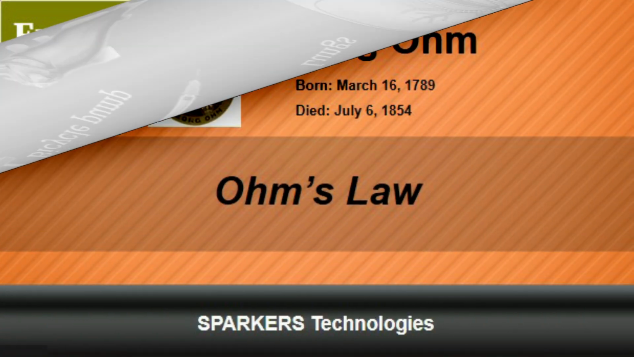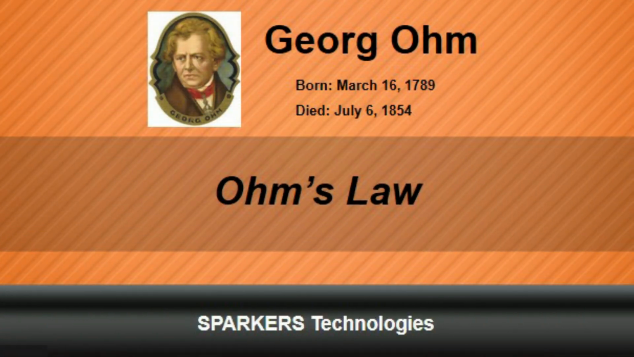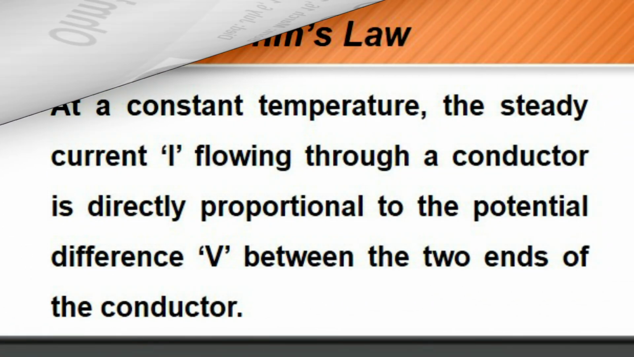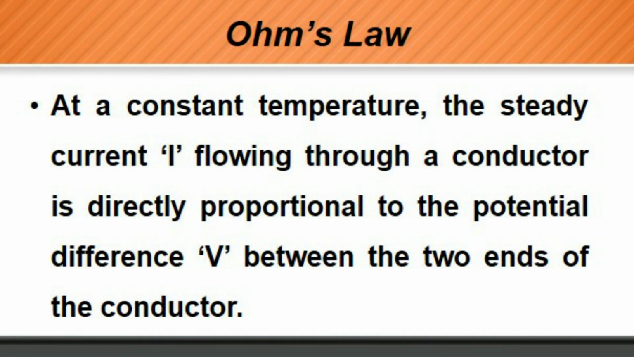Ohm's law. Georg Ohm was a German physicist and mathematician, born on 16th March 1789. Ohm's law. At a constant temperature, the steady current I flowing through a conductor is directly proportional to the potential difference V between two ends of the conductor.